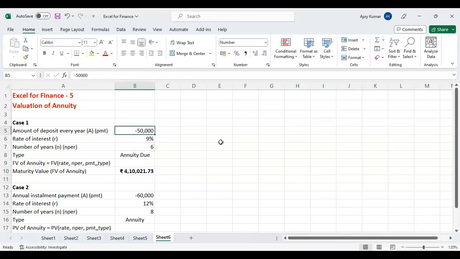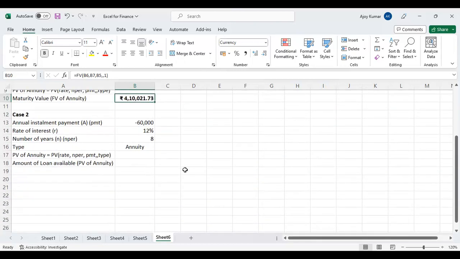So if I invest 50,000 every year in a scheme offering 9% interest for 6 years, at the end of 6 years, I'll be able to get a maturity value of rupees 4,10,021.73. This is how we calculate the future value.